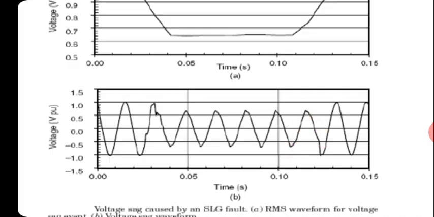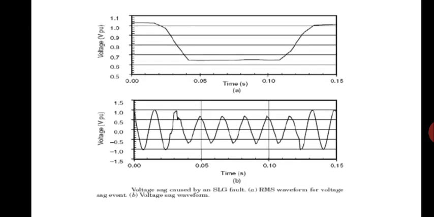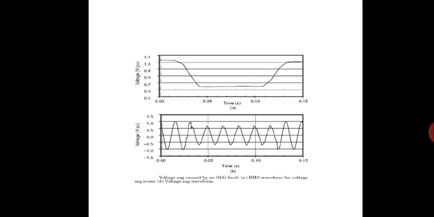So 4 cycles. It is an instantaneous type of voltage sag.